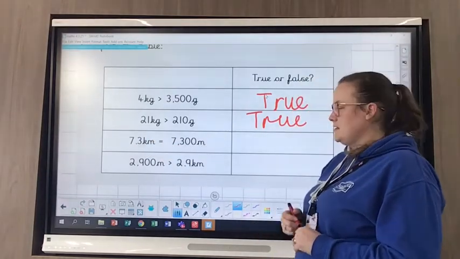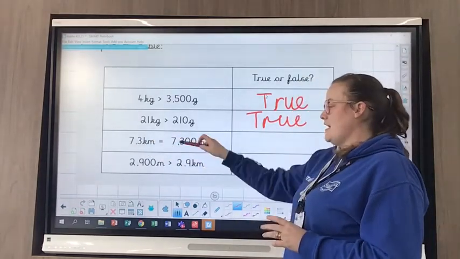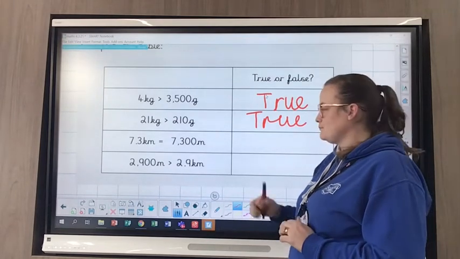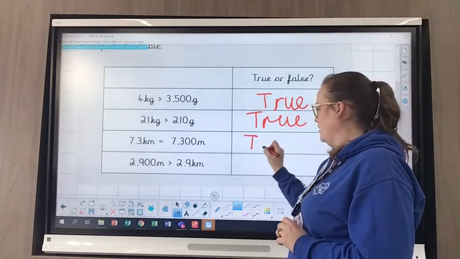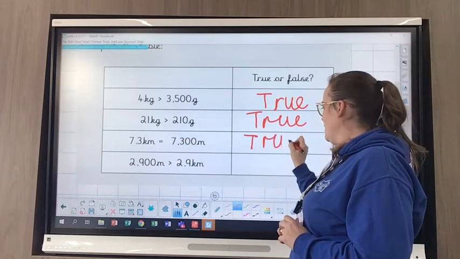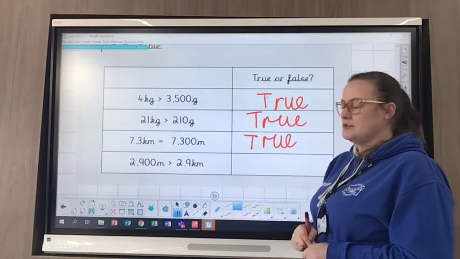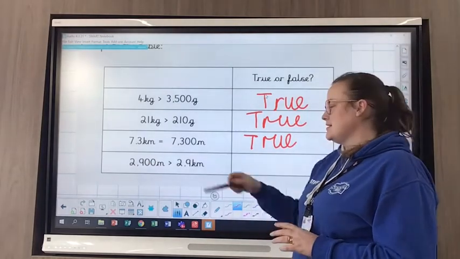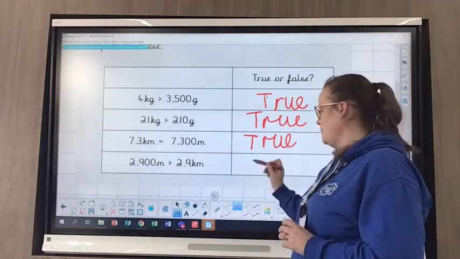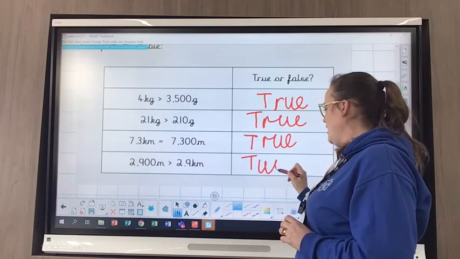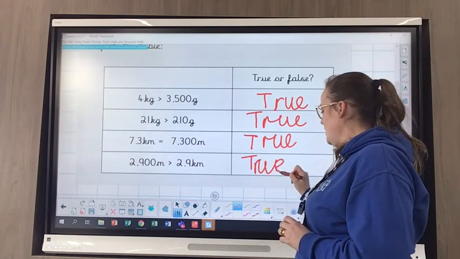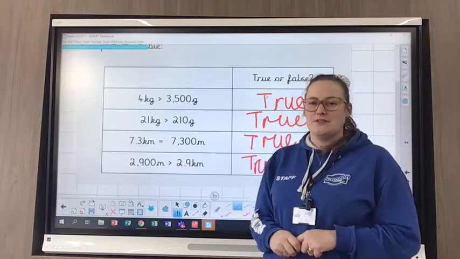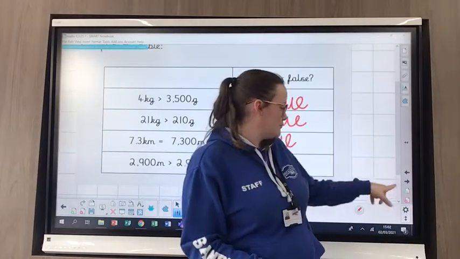Okay, and finally, the bottom 2 questions. 7.3 kilometres is the same as 7,300 metres. Is this true? Yes, it is. Well done. And finally, is 2,900 metres the same as 2.9 kilometres? And again, our answer is true, because we know that we're converting by 1,000 each time.